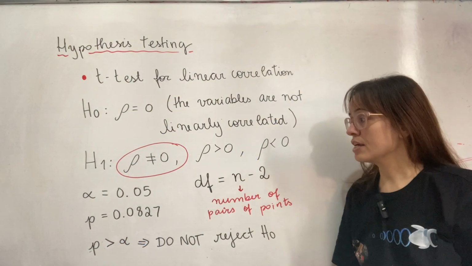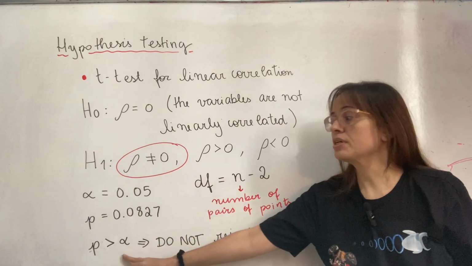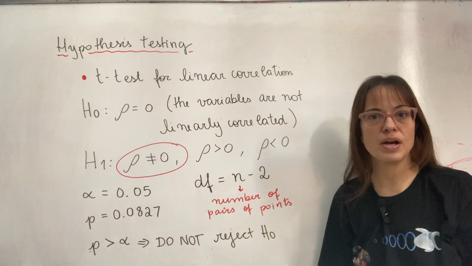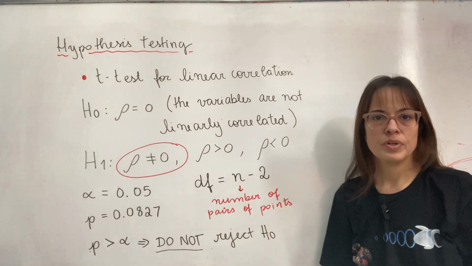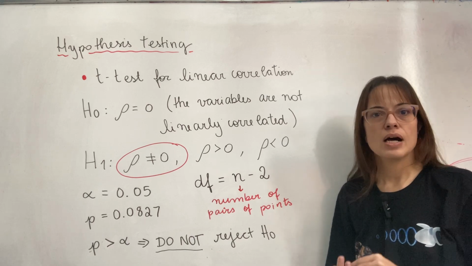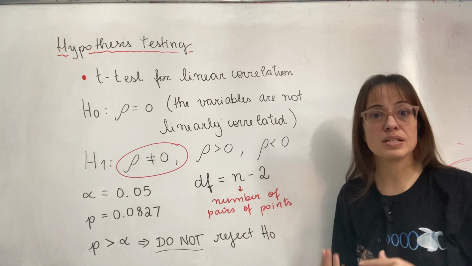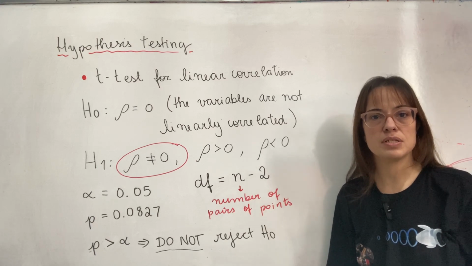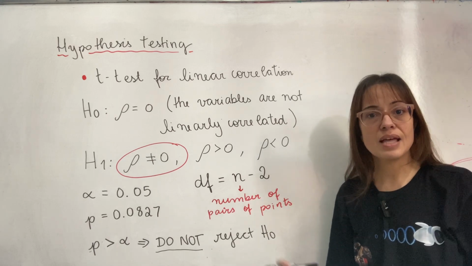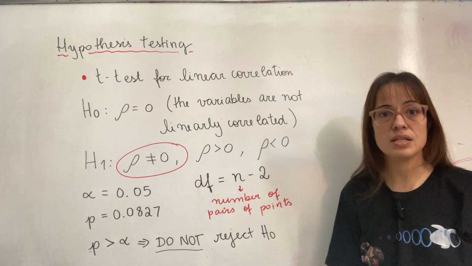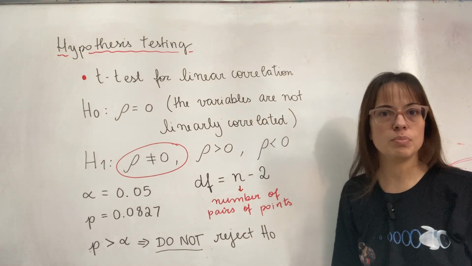So in this case, as we have found the p of 0.0827, that is actually bigger than alpha 0.05, so we do not reject H0. Do not reject the null hypothesis. Again, be careful not to say that you accept the null hypothesis, because accepting the null hypothesis means that you're saying that for sure they are uncorrelated. And that is not the same thing. Not rejecting it means that you still consider the possibility that they might actually be uncorrelated.